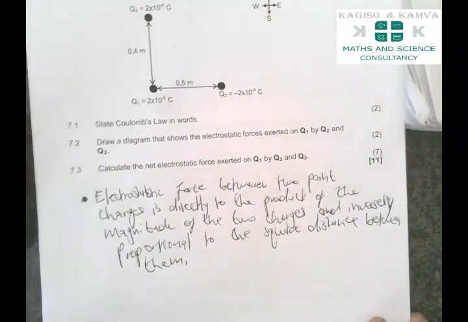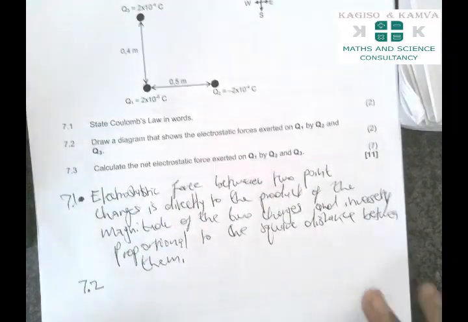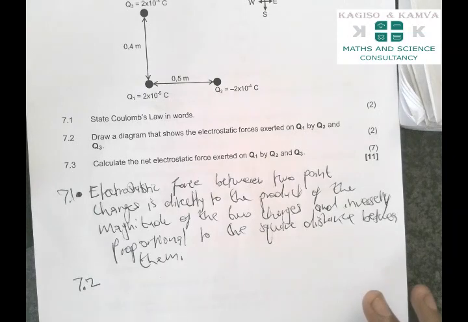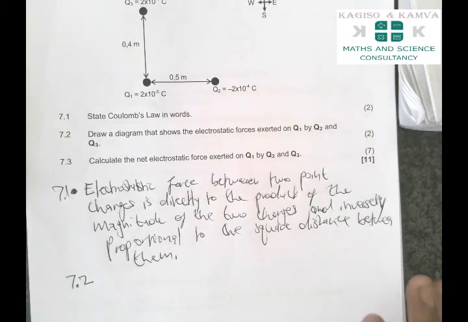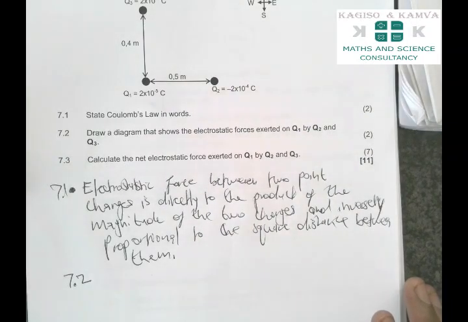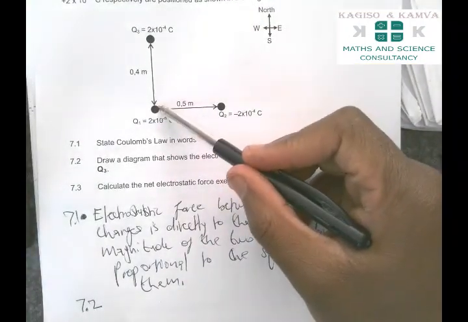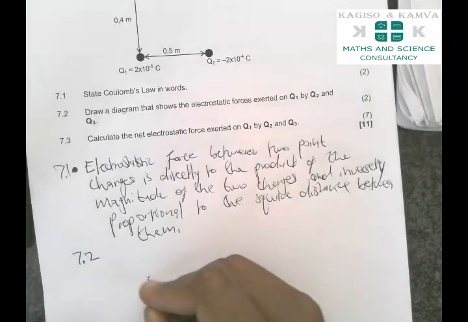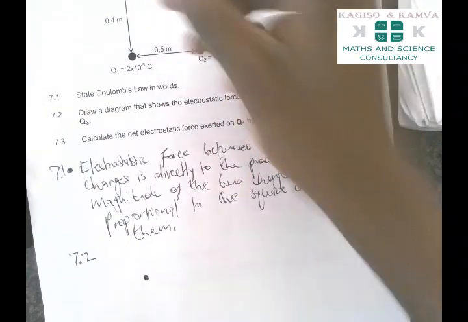Now on 7.2, this was 7.1, 7.2. What are we asked to do? To draw a diagram that shows the electrostatic forces exerted on Q1 by Q2 and Q3. Now there is our Q1. That is going to be the force acting on Q1 due to Q2 and Q3.